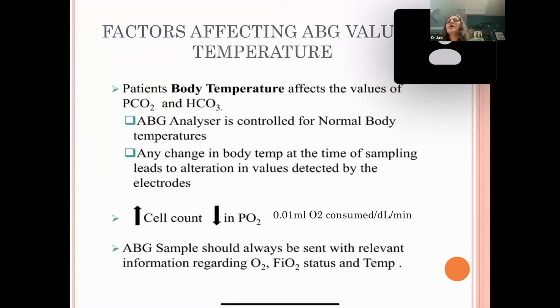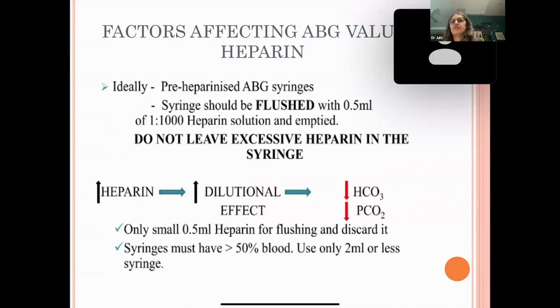Okay. So what are the factors affecting these values? The first one is the temperature. The patient's body temperature affects the value of the CO2 and bicarb levels also, as the ABG analyzer is controlled for the normal body temperature. So if there is some variation, you might have a different PCO2 and bicarbonate level. So always send the ABG sample with information of the oxygen, FiO2 and temperature.